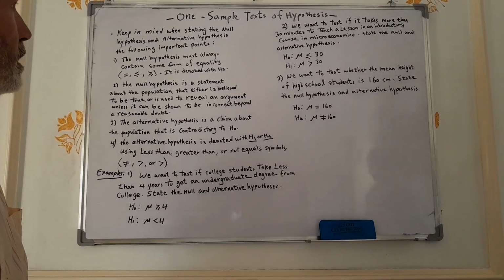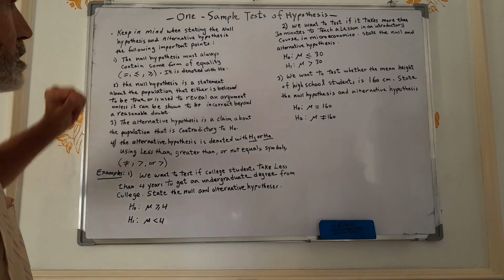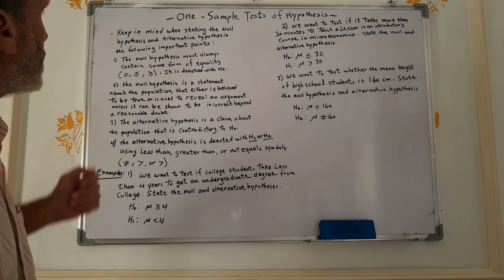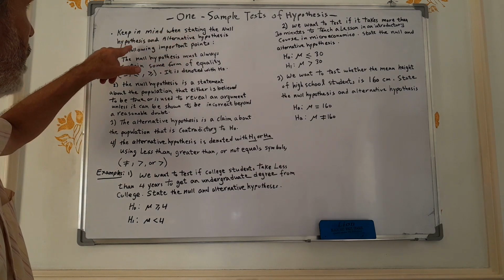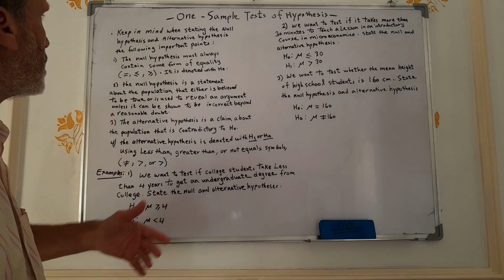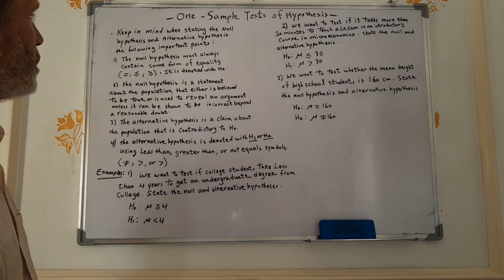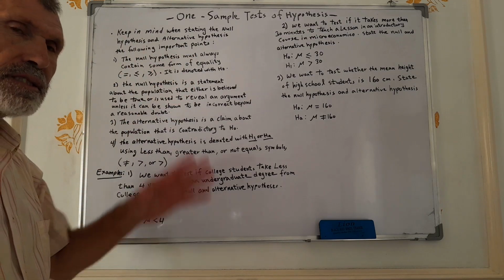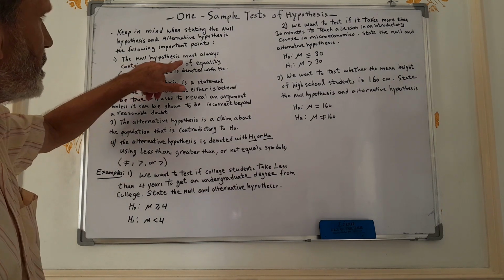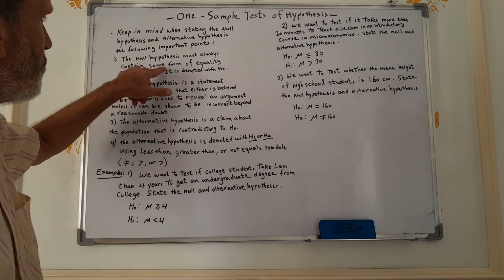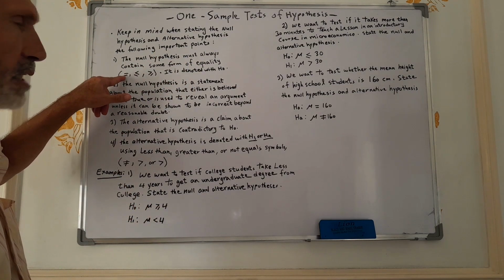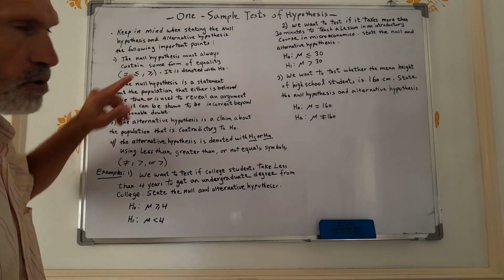Okay, let's just summarize what I did in that chapter. Keep in mind, when stating the null hypothesis and the alternative hypothesis, the following important points. First, the null hypothesis must always contain some form of equality, whether it is an equal sign, less than or equal, or greater than or equal.